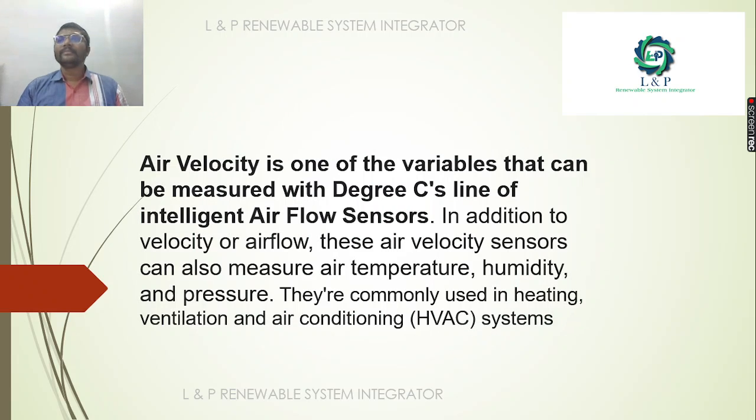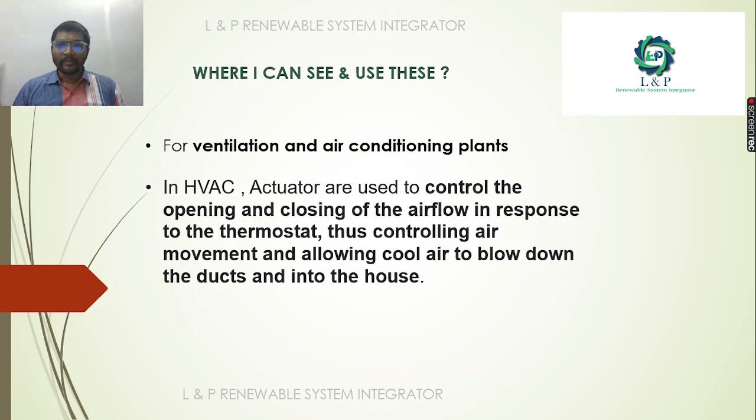Basically, air velocity is one of the variables that can be measured, in meters per second, with intelligent flow sensors. In addition to airflow, with the help of these sensors we can also measure temperature, humidity and pressure. This is commonly used in heating, ventilation and air conditioning systems.